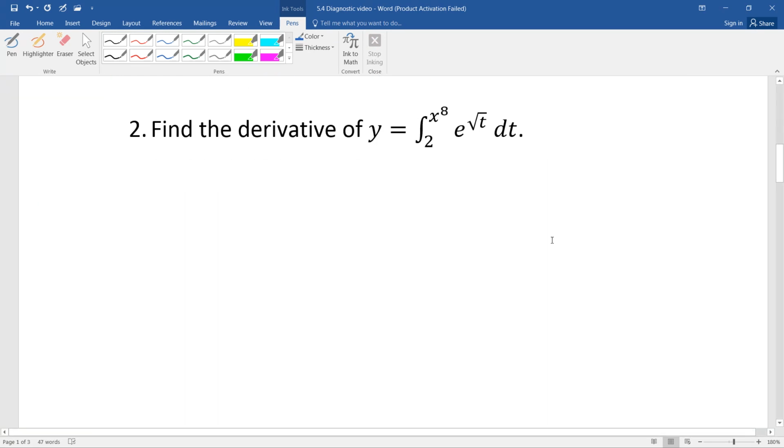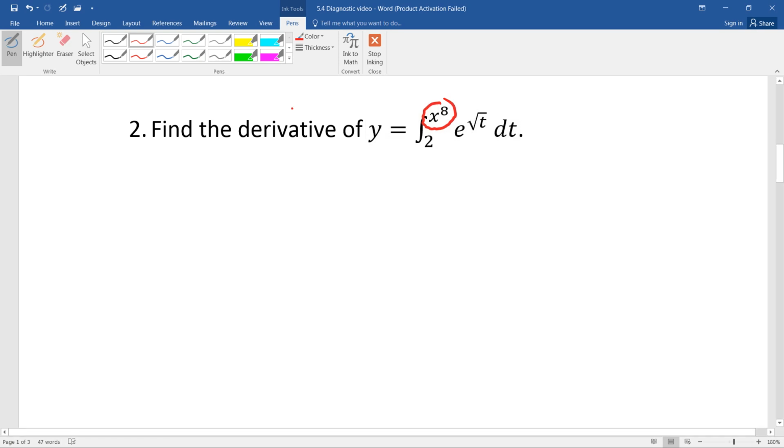Problem 2 looks similar, but has a key difference. Y again is defined in terms of a definite integral from 2 to x to the 8th. So that's the difference here. Instead of just having an x sitting in the upper limit, we have x to the 8th. Here we're integrating e to the square root of t dt.